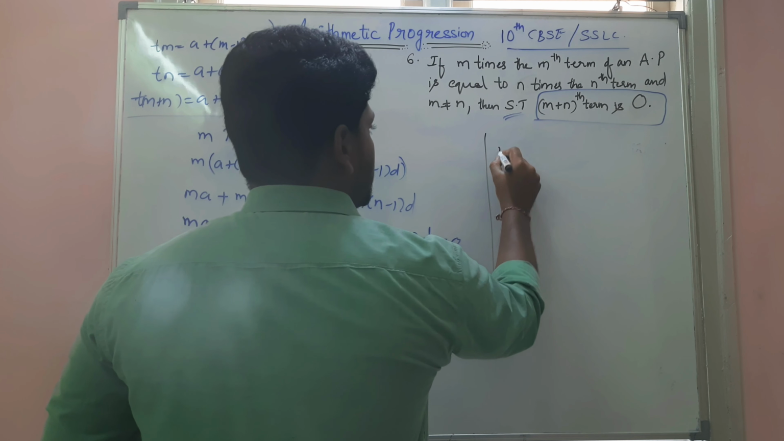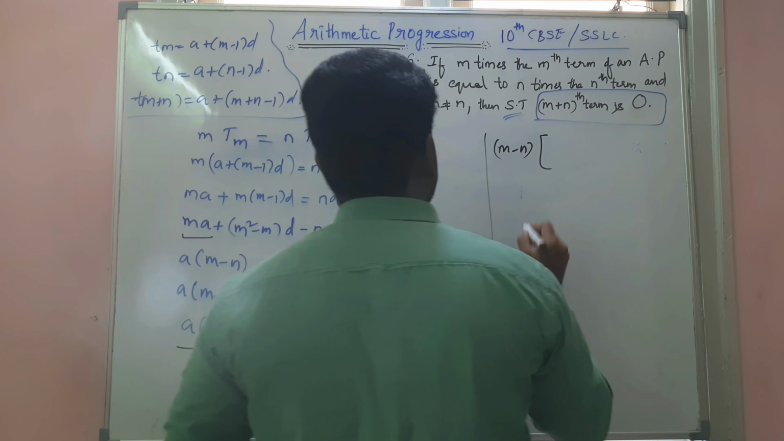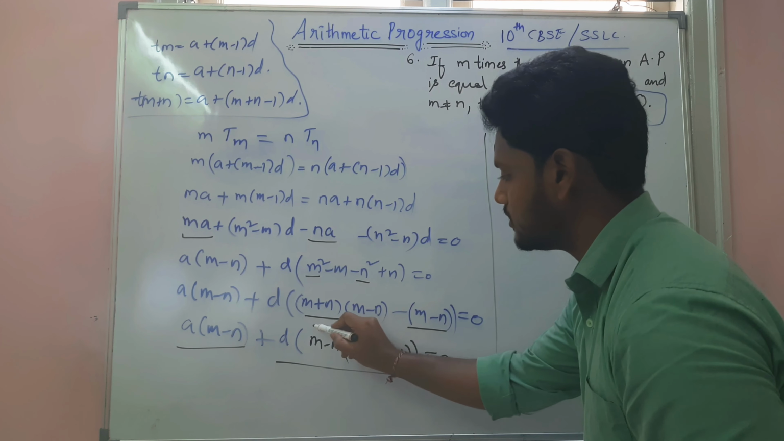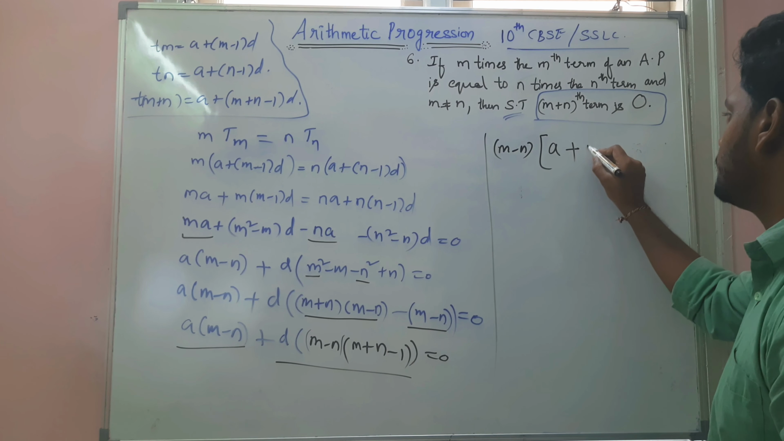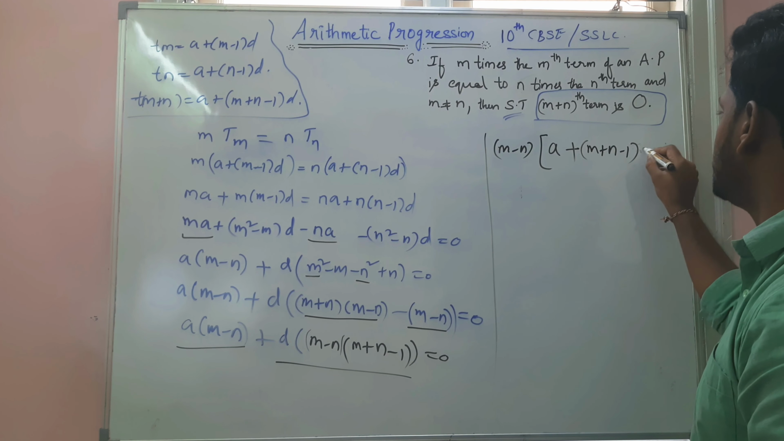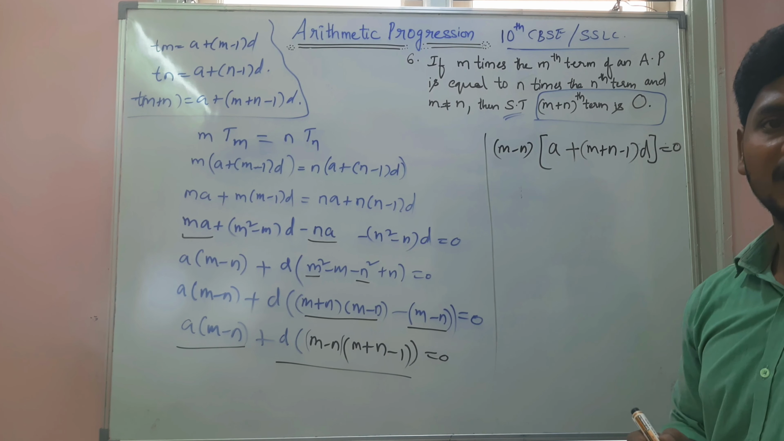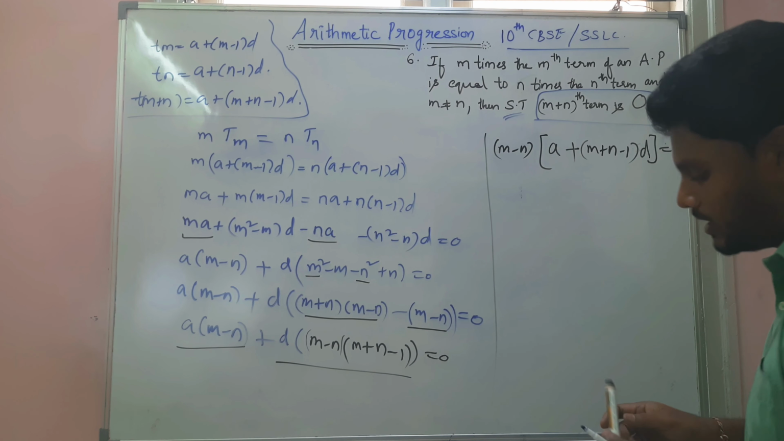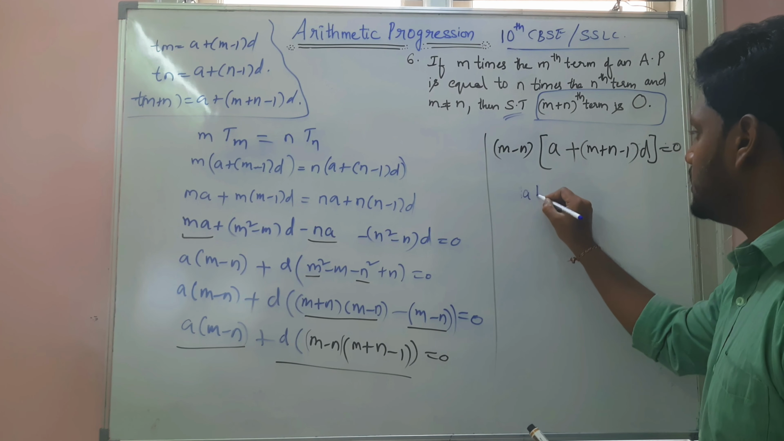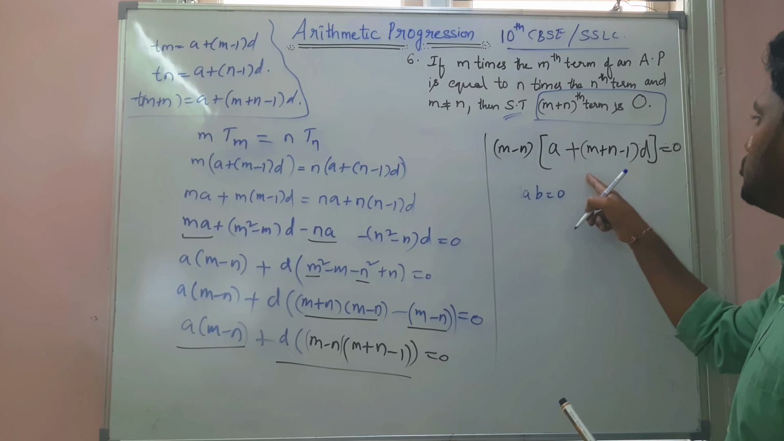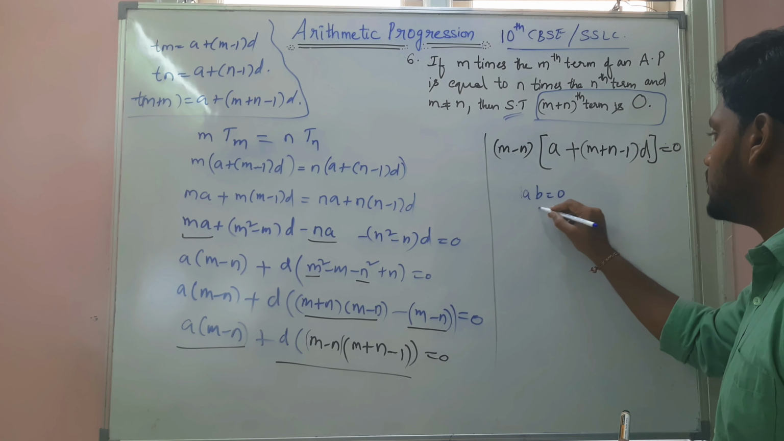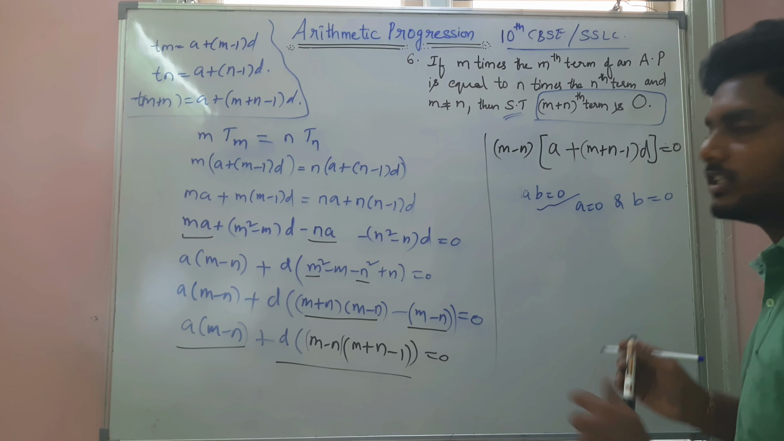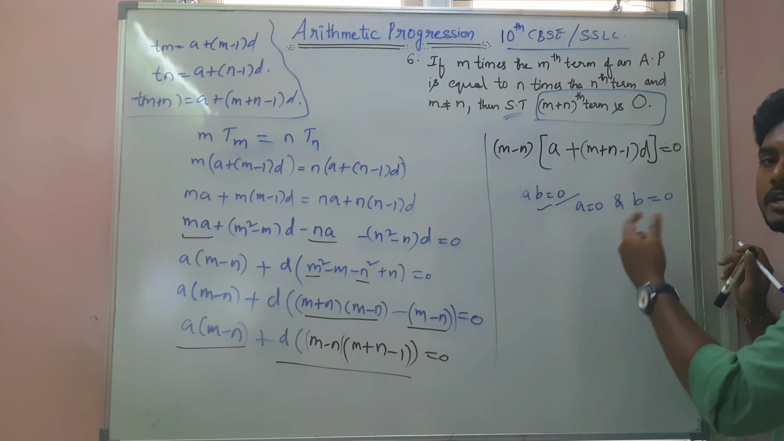Now if I take m minus n common from the start, m minus n common gives a, plus here also m minus n common, what remains is m plus n minus 1 into d, which is equal to 0, right? See, almost we got the (m+n)th term, a plus m plus n minus 1 into d, but here this is in the form of a into b equal to 0. Whenever ab equal to 0, either a equal to 0 or b equal to 0. If either one is 0, the product of two will become 0, right?